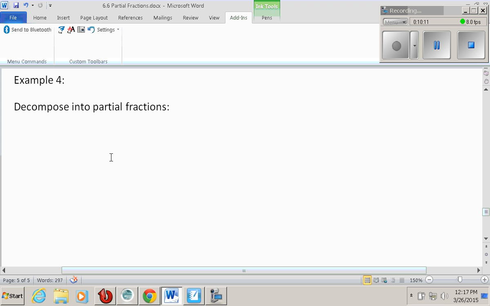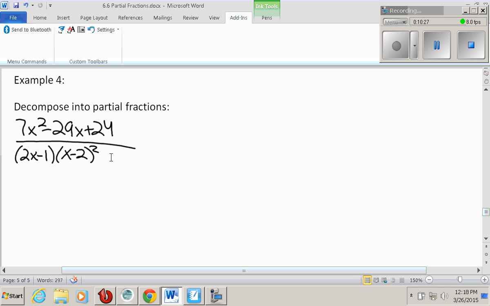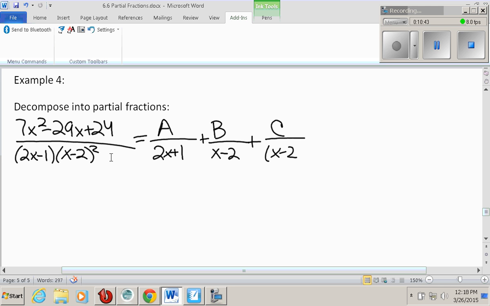Okay, so recall we had 7x squared minus 29x plus 24 over 2x minus 1, x minus 2 squared. Okay, and we set that equal to a over 2x plus 1 plus b over x minus 2 plus c over x minus 2 squared. So again, we're going to use systems of equations to decompose this rational expression.